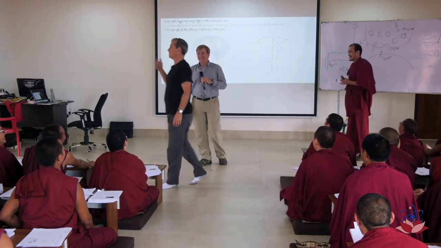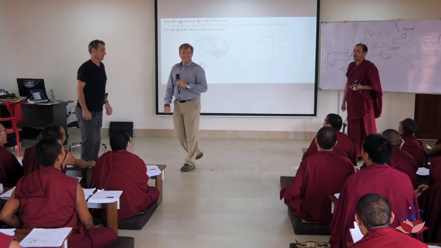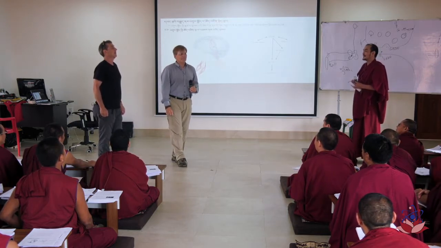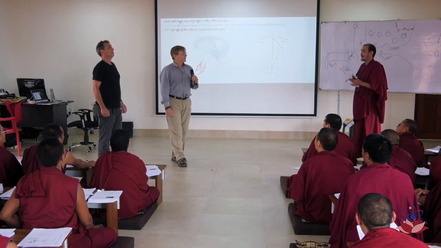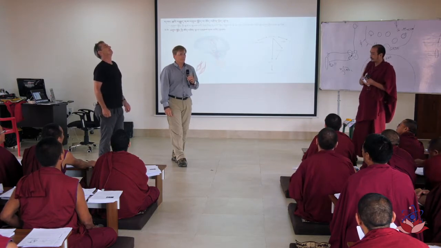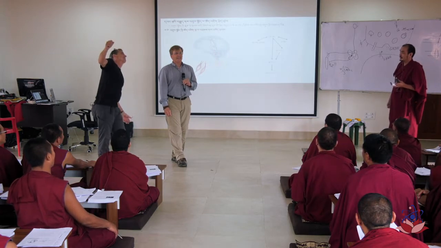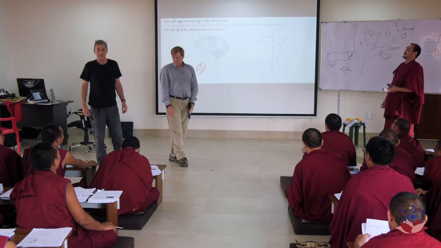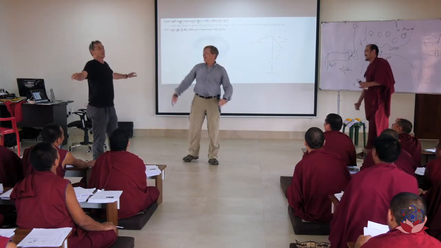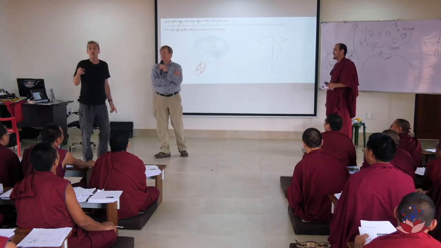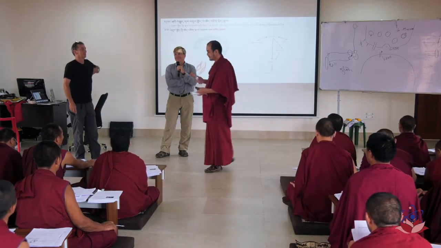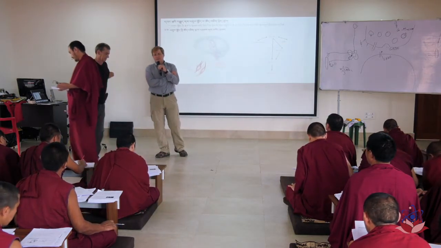So first, what was being tested? Balance. Okay, balance. So, which part of the brain regulates balance? Cerebellum. Very good. It also regulates your ability to do rapid movements.